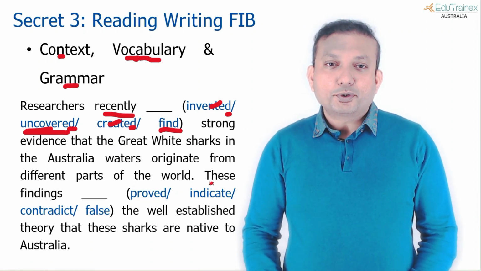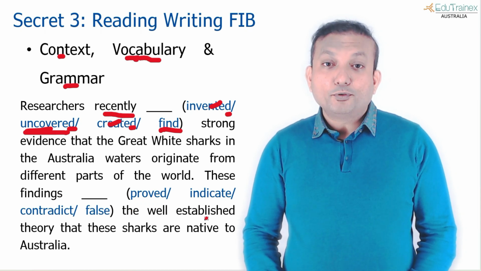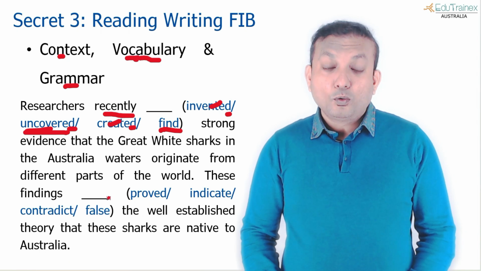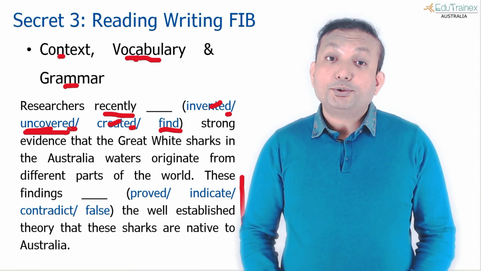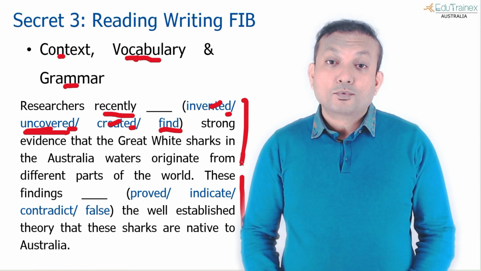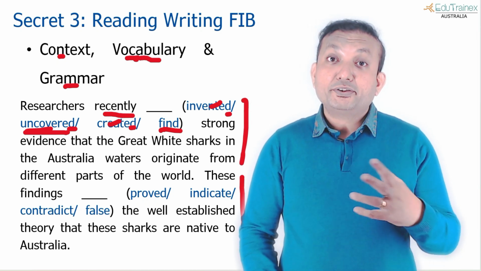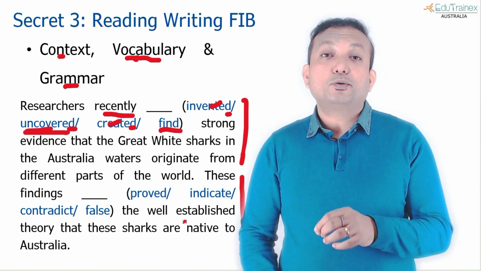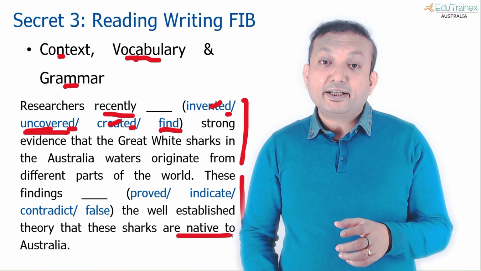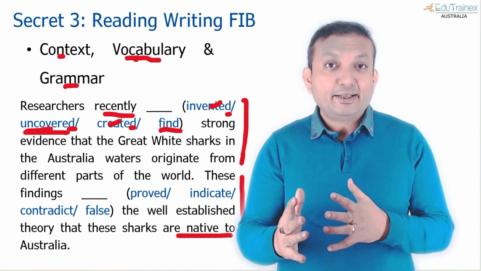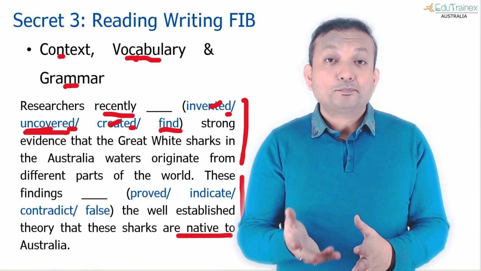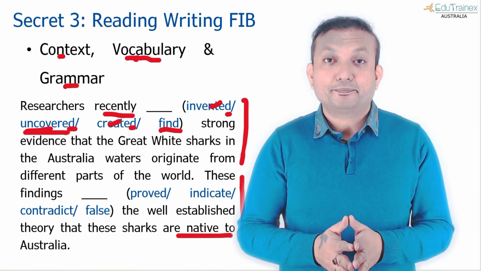Next question. These findings dash the well-established theory that these sharks are native to Australia. Now, what are these findings doing? In order to answer this part of the question, you need to understand the previous part as well. So the first sentence was saying that they originate from different parts of the world, but these findings dash the well-established theory that they are native to Australia. Now, are they talking about the same thing? If you don't understand the first sentence, which is the context here, it is impossible to solve the second question.